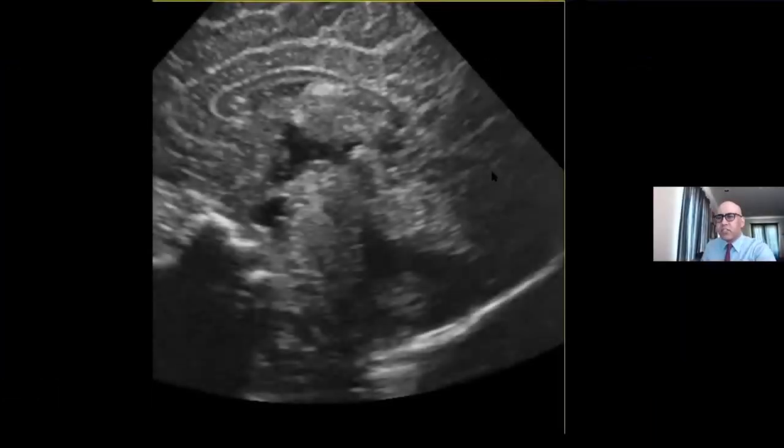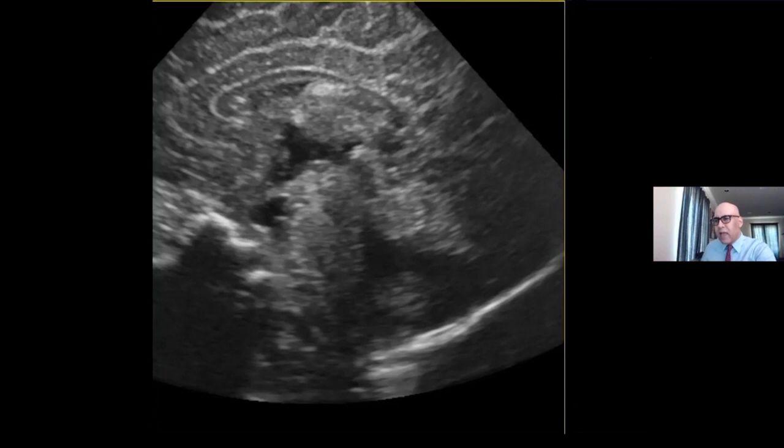This is a mid-sagittal transfontanal ultrasound in a one-day-old child that had an abnormal fetal ultrasound. And on this, we see some normal structures. We see the corpus callosum, the midbrain, the pons, the brainstem. This is the cerebellar vermis, but inferiorly, we don't see the rest of the cerebellar vermis. We see something right here, but it's not connected to the remainder of the cerebellar vermis.